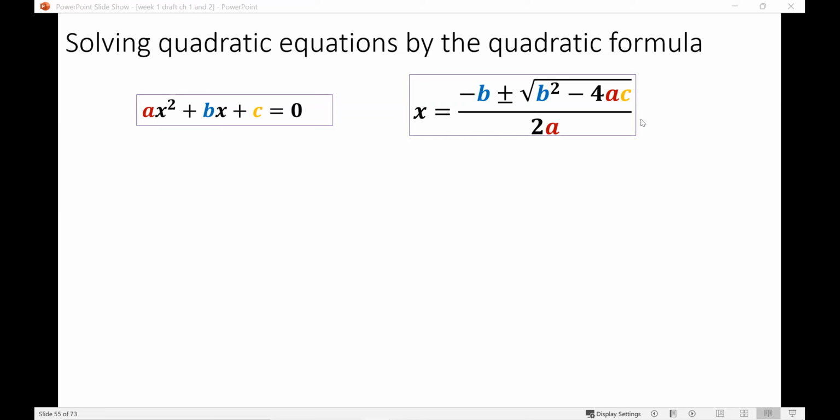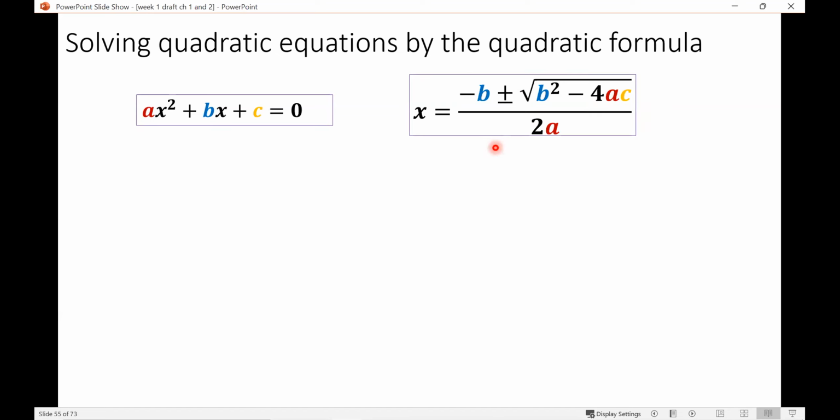All right, so if you want to solve quadratic equations by using the quadratic formula, the first thing you have to do is make sure your equation is set equal to 0 so that your a, b, and c are the correct a, b, and c. Once it's set equal to 0, we just identify what a, b, and c are, what our coefficients are, and then we plug them into the quadratic formula.